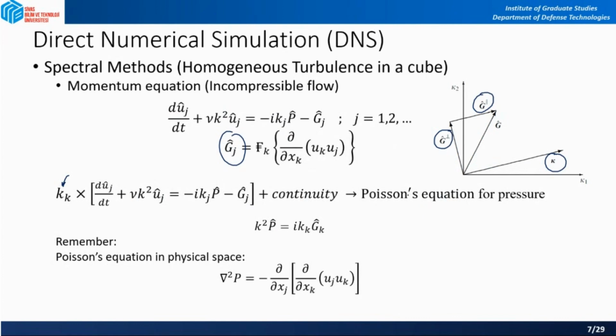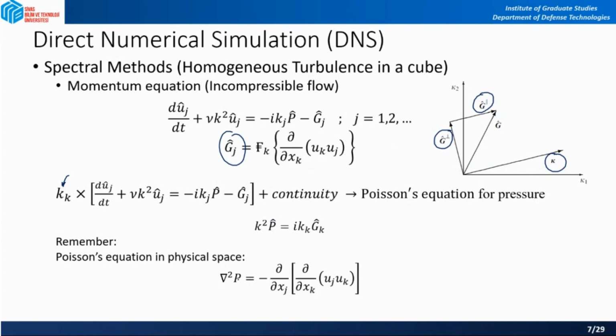But of course, it will be the Poisson equation for pressure in wave number space, not in an ordinary spatial coordinate system. So first, let me remind you of the Poisson equation in physical space. It is: the Laplacian of p equals minus d/dxj of d/dxk of uj uk. So this is how you relate pressure to gradients of the nonlinear component, right?